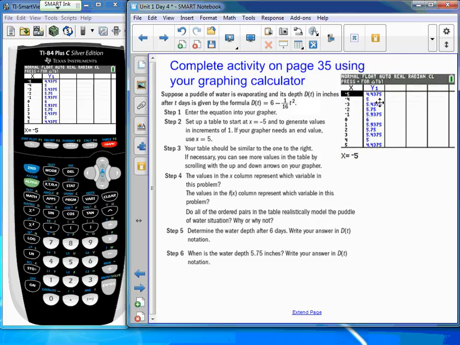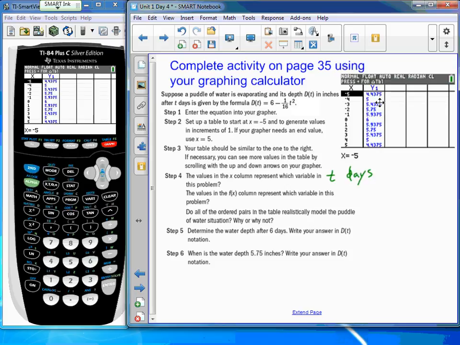Okay, guys, let's go ahead and now answer some questions that are asked. The values in the x column represent which variable? My calculator spit out x even though I was trying to enter t. So my x column should represent t. What's t measured in? Days. And so t is days since the problem started.